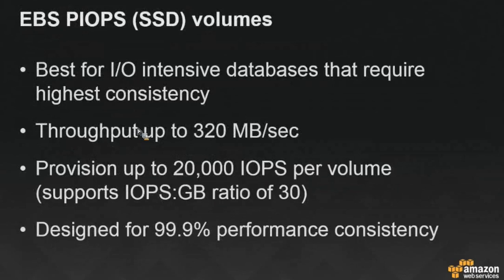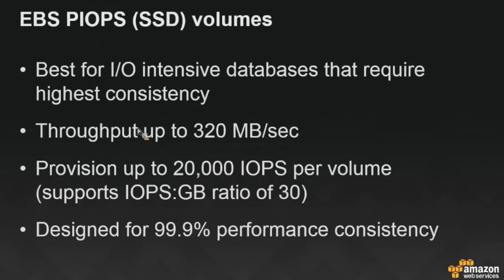Moving into the second SSD volume type we have, which is EBS provisioned IOPS. They're best for I/O intensive databases that require the highest consistency. So when we say the highest consistency, what we're referring to there is the performance consistency of the volume. So if you have a tier 1 database service that cannot tolerate a stall for a couple of seconds when you're doing a select in the database, provisioned IOPS is the type of volume you'd want to run that database on. It's got a significantly higher throughput than GP2 volumes, so they're able to drive 320 megabytes a second.